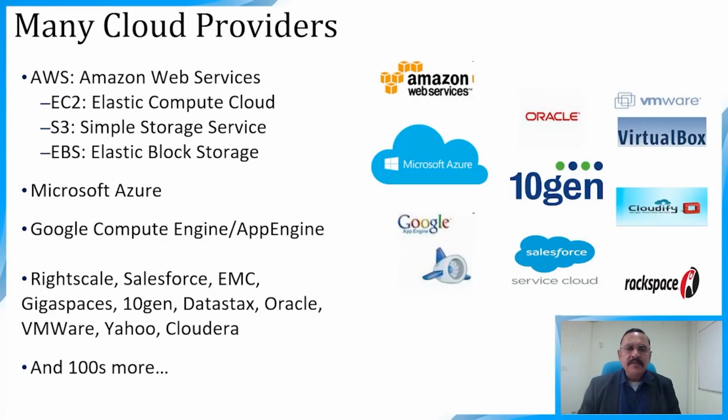Now, with this little background of how distributed computing has grown to the current cloud computing, this cloud computing is being provided by different companies, and they are called cloud providers. The prominent cloud companies are Amazon Web Services, Microsoft Azure, Google Compute Engine or App Engine, RightScale, Salesforce, EMC, GigaSpaces, 10gen, Oracle, VMware, Cloudera, and 100 more companies have a presence as cloud providers.